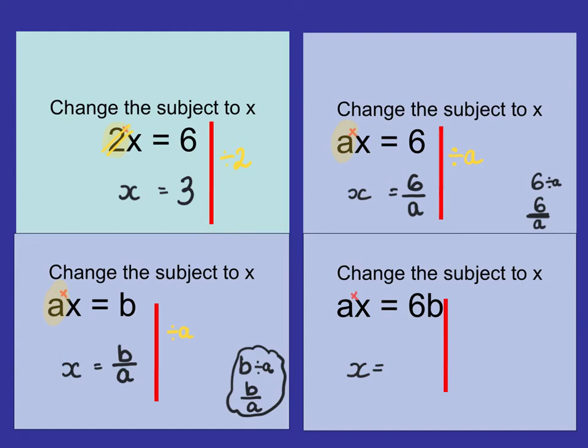Okay, next one, same idea again. We have got ax, and we just want to have x. So the opposite of timesing by a is to divide by a. So for this question here, we want to do 6b divided by a, which in algebra we write 6b over a. Just pop that answer in here, 6b over a. Again, be very careful to get those the right way around. The 6b on the top.